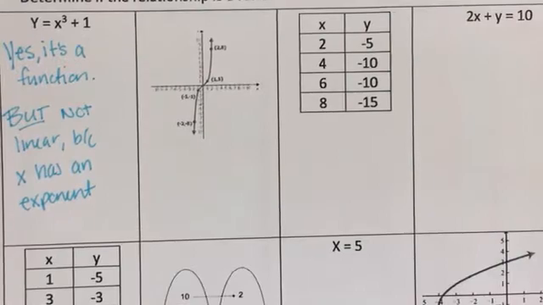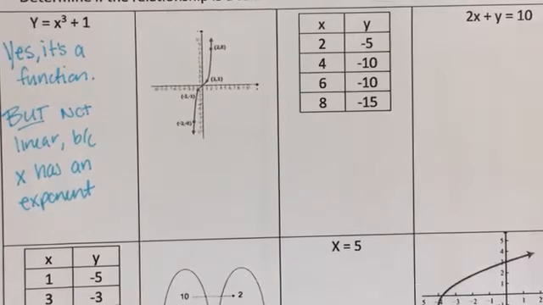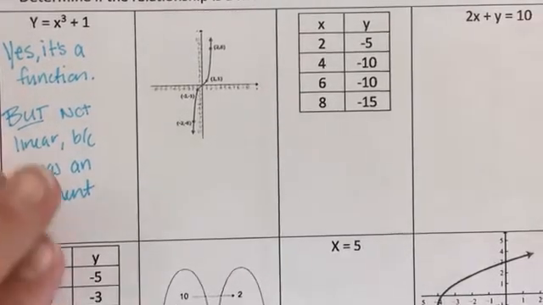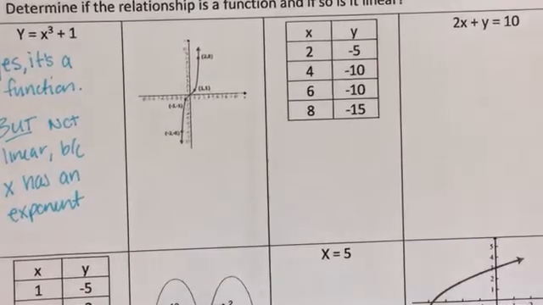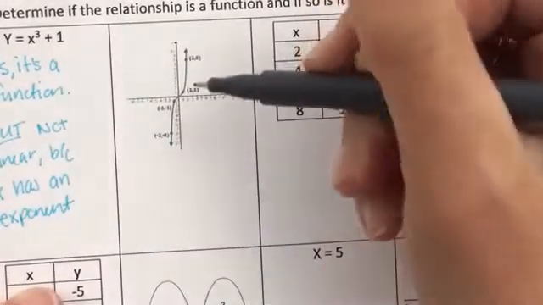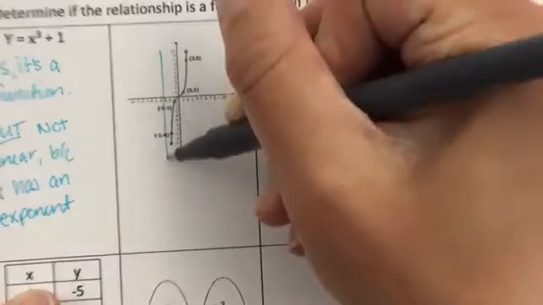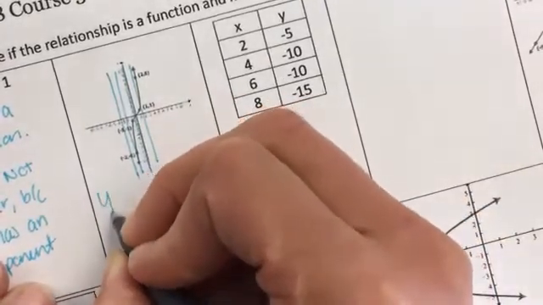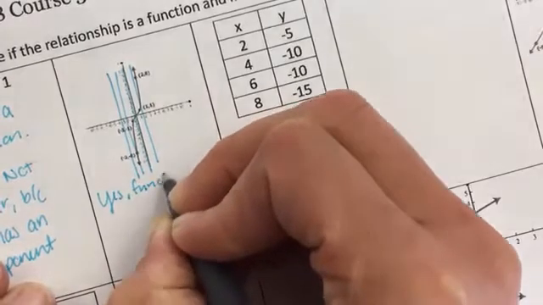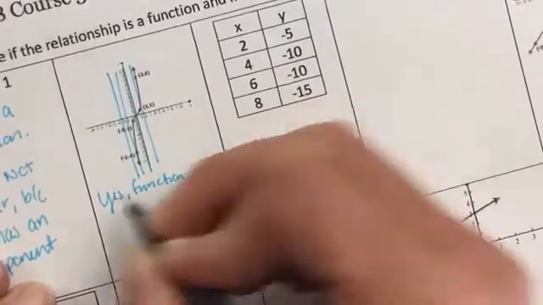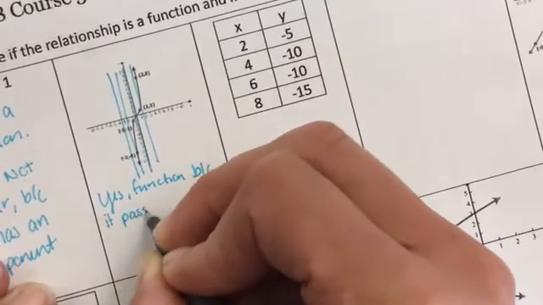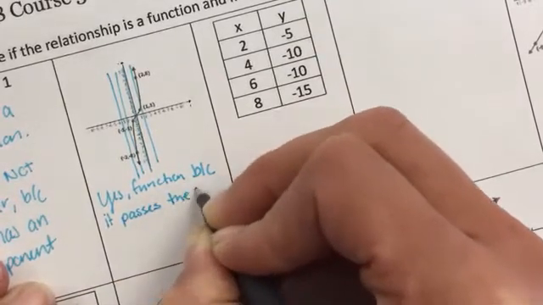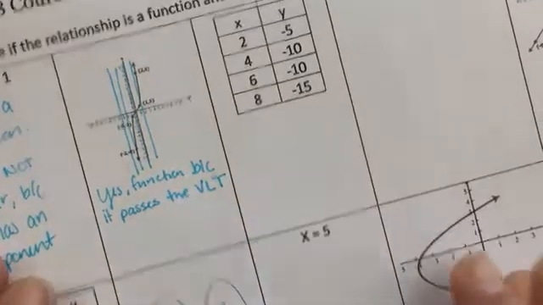Second one, is it a function? Yes. How do we know? Because there's numbers. Okay. There's something that makes it a little bit easier when we have a graph because we can do what? Yeah, good job. The vertical line test. So if we drew vertical lines, every line would only cross the graph once. So yes, function. And the reason is because it passes the vertical line test, the VLT.